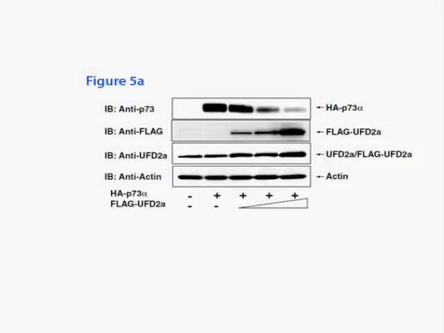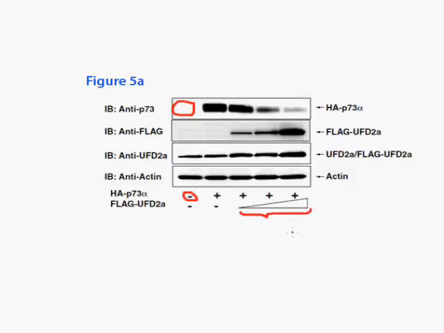Okay, so this is figure 5a. Basically what this figure shows is that UFD2A decreases the amount of P73 alpha. So what they did is they co-transfected U2OS cells with plasmids that express a constant amount of P73 alpha, except here, this is a control showing that when the plasmid which expresses P73 alpha is not present, nothing shows up in the immunoblot.